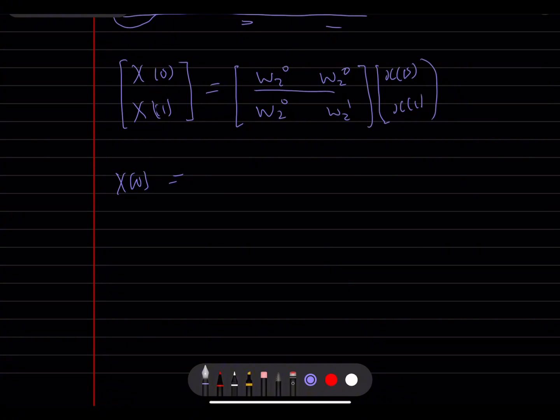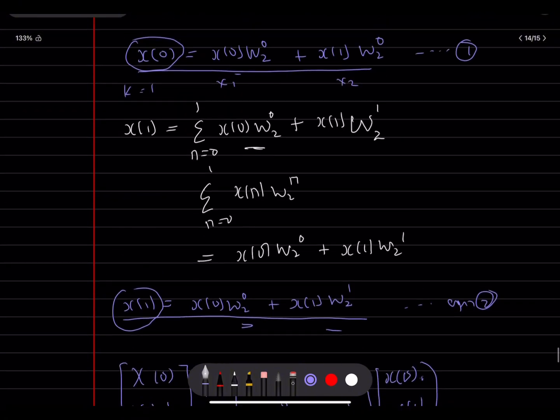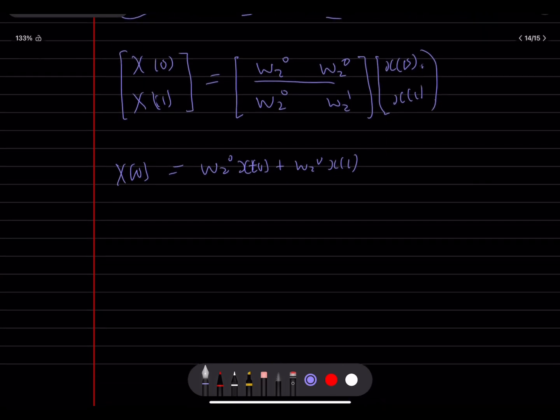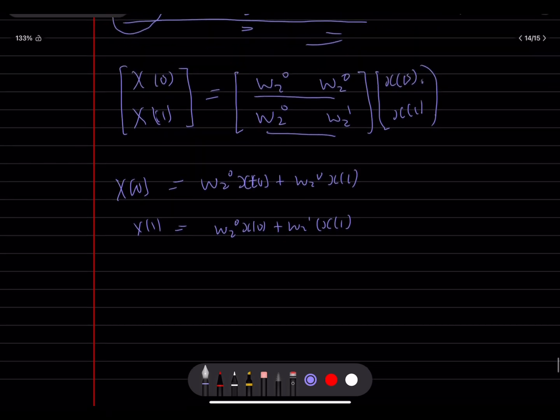So here, let's say if we had x1 and x2, we are going to get omega 2 0 x of 0, right? And then plus omega 2 0 x of 1. And this is the same equation that we have gotten here. And when we want to also expand this one, we are going to get capital X of 1 to be equal to omega 2 of 0 x of 0 plus omega 2 of 1 x of 1. And this is also the same equation that we got here. So this is basically a linear combination out of the equation that we got.